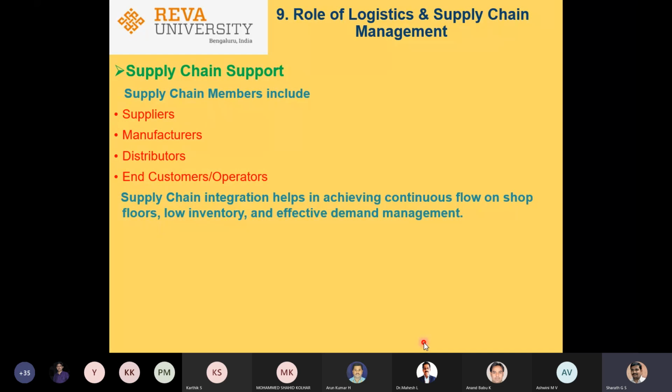And the supply chain includes suppliers, manufacturers, distributors, end customers, and operators. Supply chain integration helps in achieving continuous flow on the shop floor, low inventory, and effective demand management.